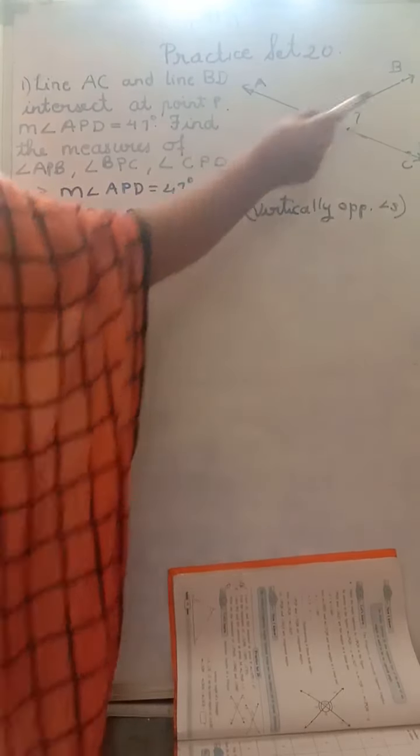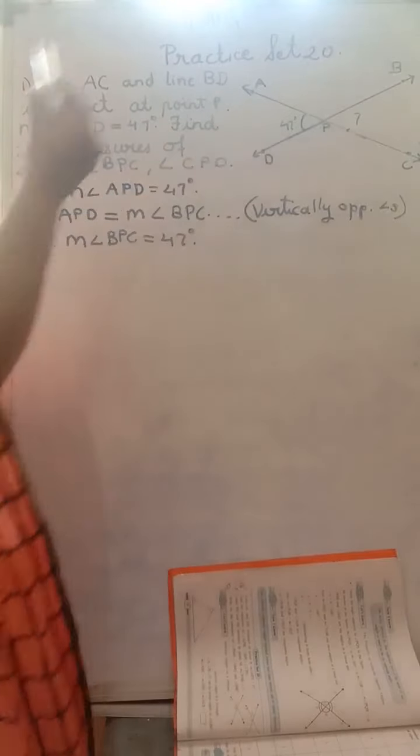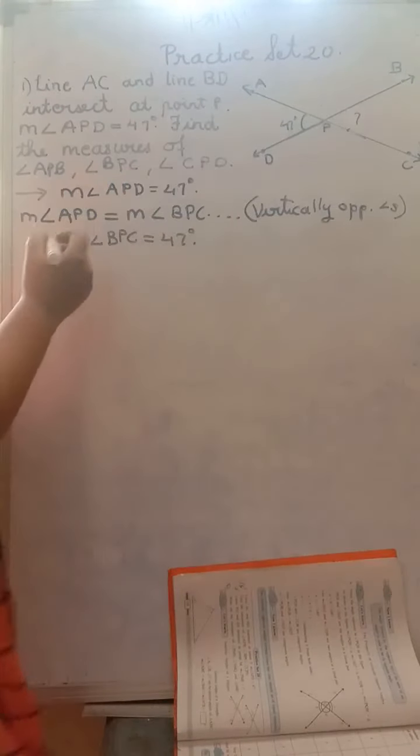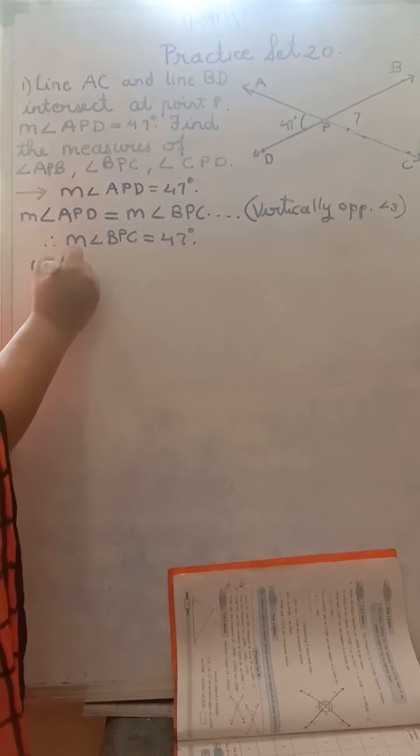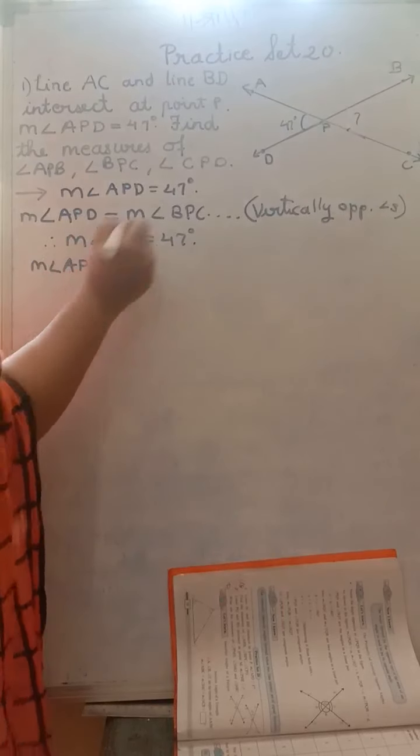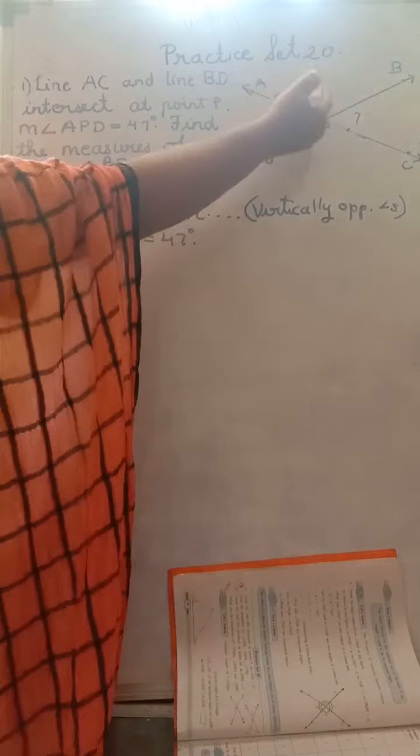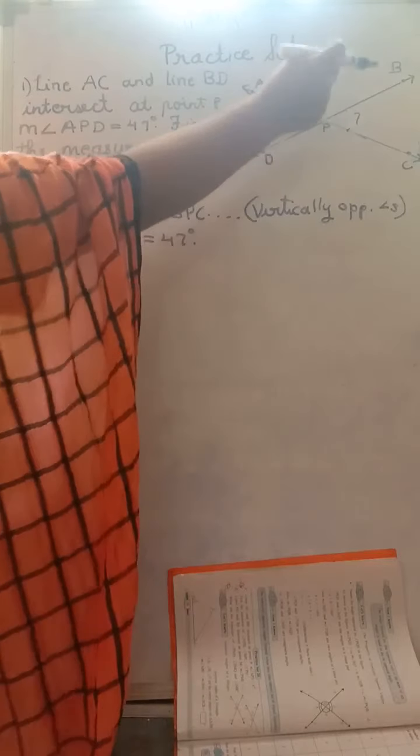So they are linear pair. Straight line, they are linear pair. Any one pair you can take. So now I am taking measure angle APD. We know this, na? So one we will take which we don't know. Either this you can take or this.